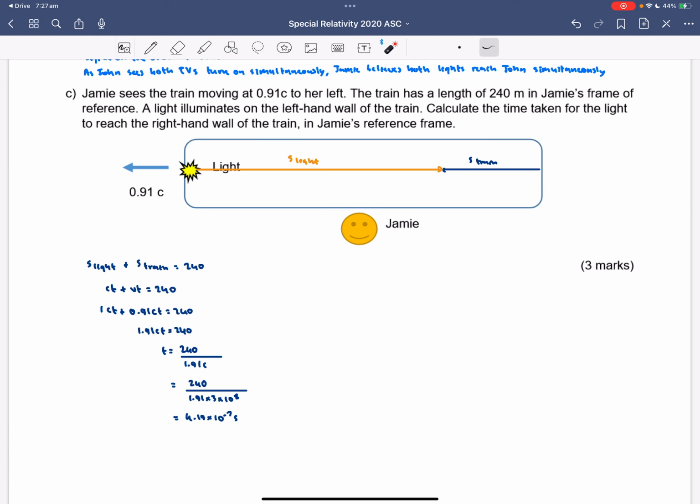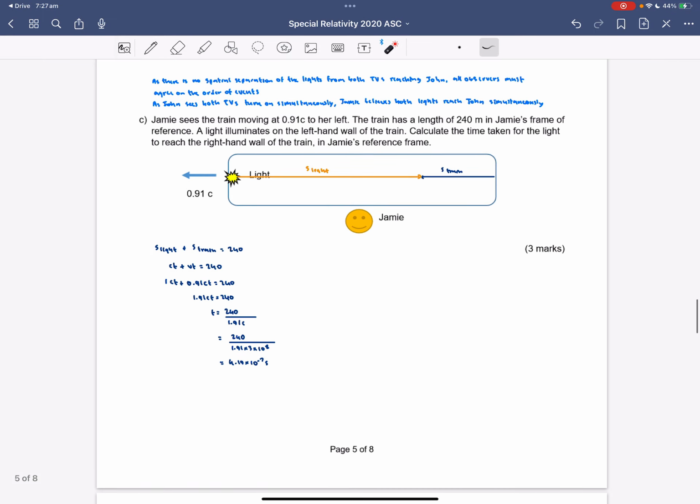Most of the time they would have actually told us the train's length in John's frame of reference. Remember, John was on the train. So if they tell you the length of the train in John's frame of reference, and we want to know how long it takes according to Jamie, the first thing we would have had to do is contract the length of the train. We would figure out what the contracted length of the train is according to Jamie, and then this wouldn't have been 240, it would have been whatever the contracted length of the train is. This was an interesting, easier version of the question because they actually told you the contracted length straight away.